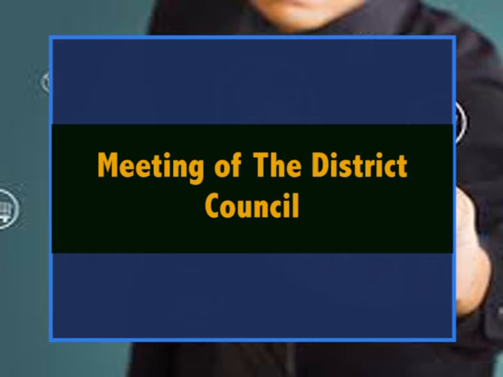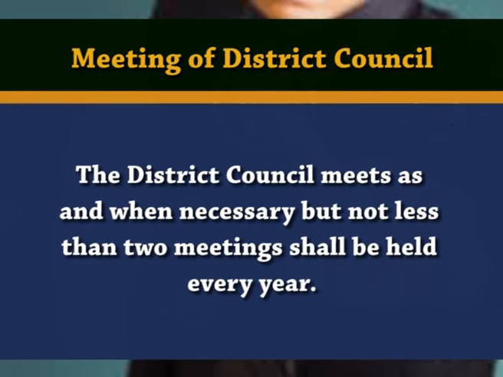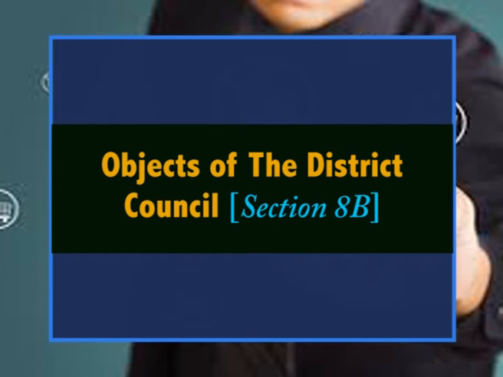Meeting of the district council. The district council meets as and when necessary, but not less than 2 meetings shall be held every year at such time and place within the district as the chairman may think fit, and observe such procedure as prescribed by the state government. Then we will discuss the object of the district council, which is defined in Section 8B.